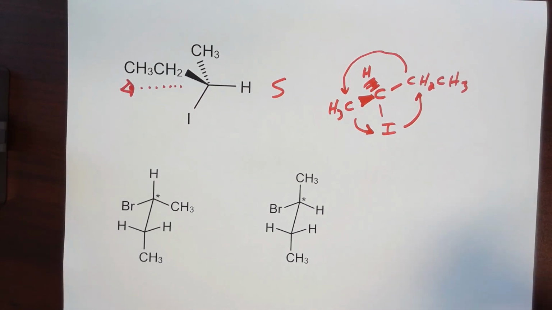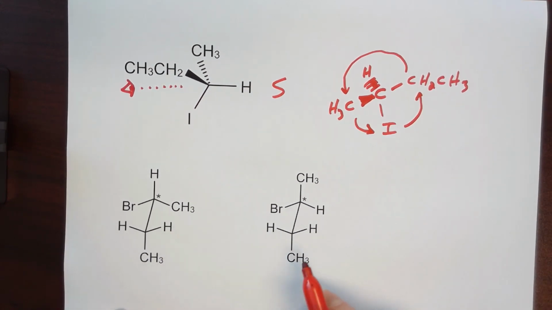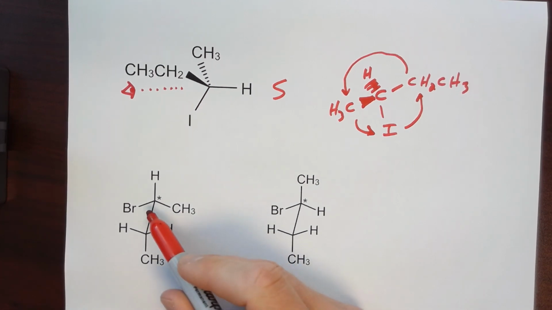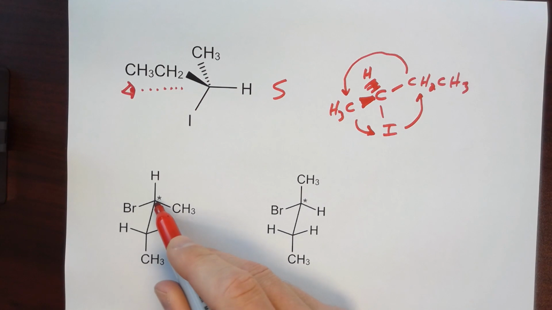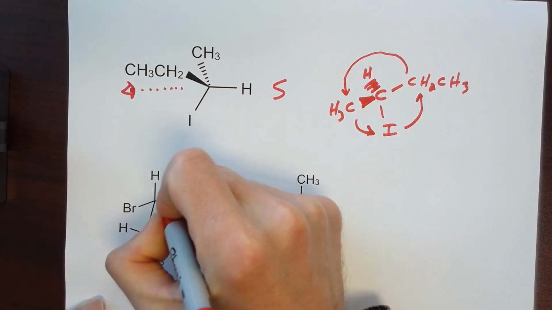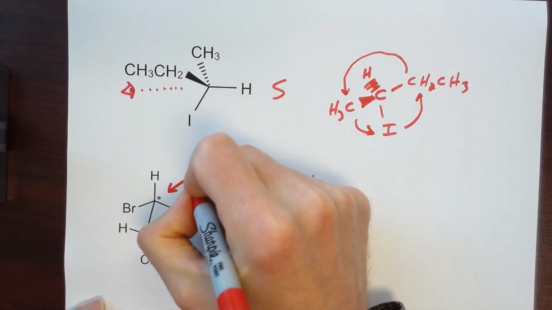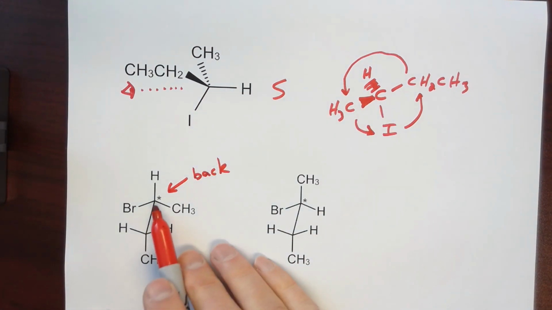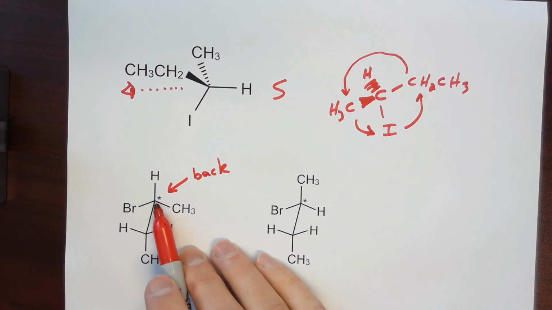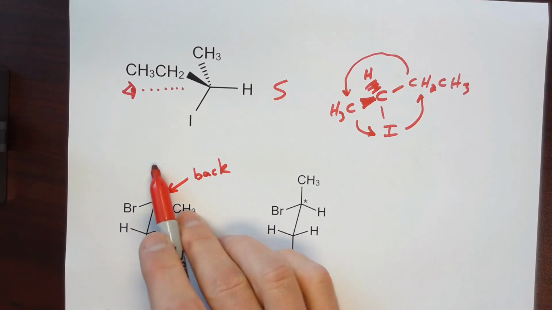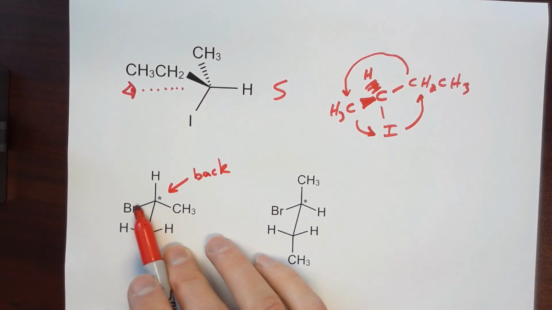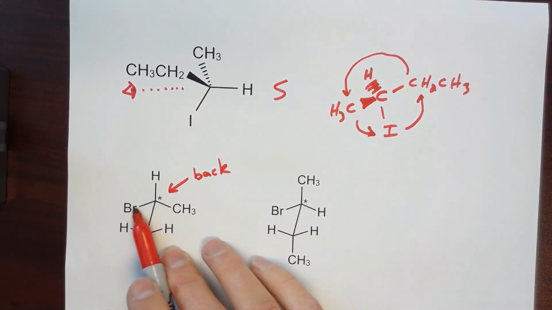All right, let's look at these next two. These are the sawhorse projections. And remember that in these sawhorse projections, this back carbon is in the back. And we're looking for what is the chirality of this back carbon. So in the back, the hydrogen is coming up. This is coming out toward me. And then both of these are going down into the background.